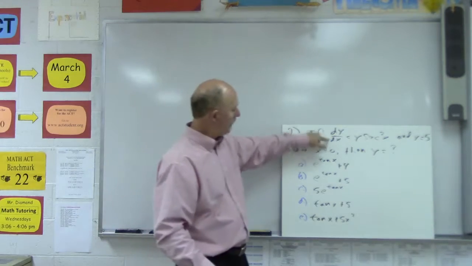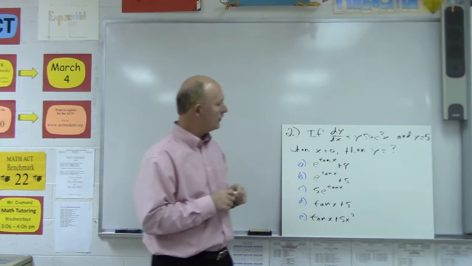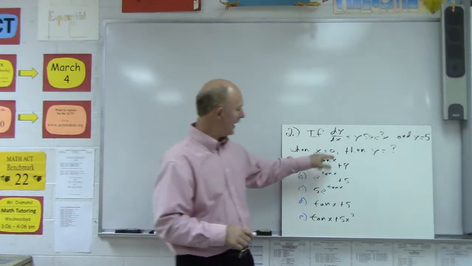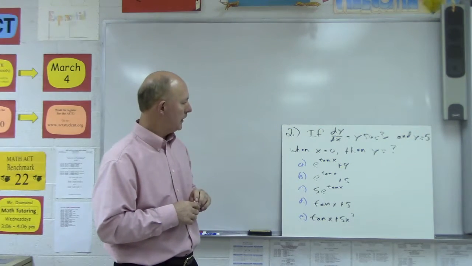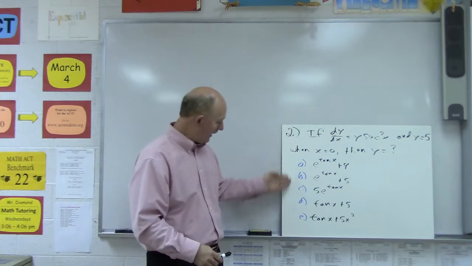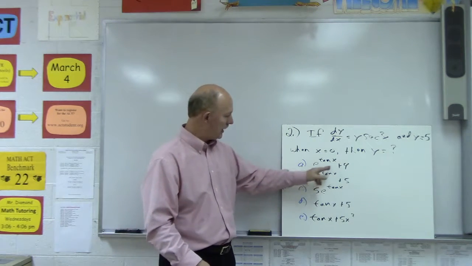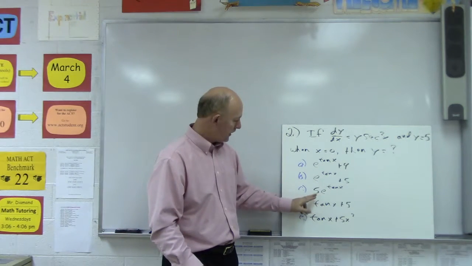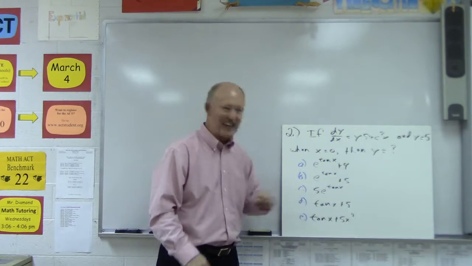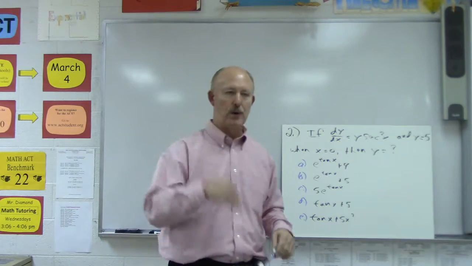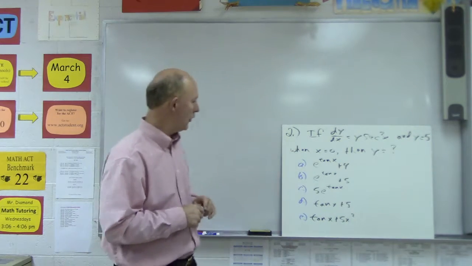It says, if dy over dx equals y secant squared x, and y equals 5 when x equals 0, then what does y equal? All right, so now we've got five answer choices here: e to the tangent x plus 4, e to the tangent x plus 5, 5e to the tangent x plus 5, or tangent x plus 5x squared. So let's see if we can determine which one of these would be the correct answer choice.